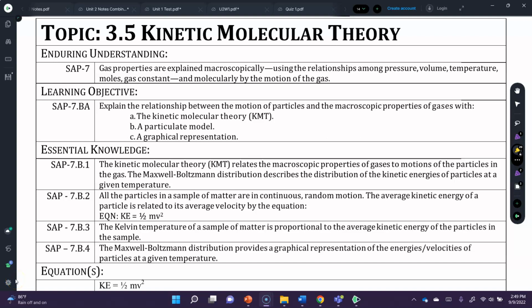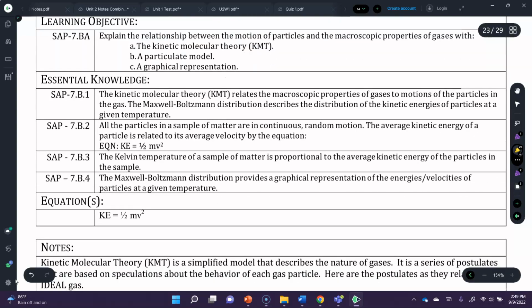Hello everyone, welcome to topic 3.5, kinetic molecular theory. In this you should be able to explain the relationship between the motion of particles and the macroscopic properties of gases with kinetic molecular theory, particle models, and graphical representations. So we're going to cover those in this.